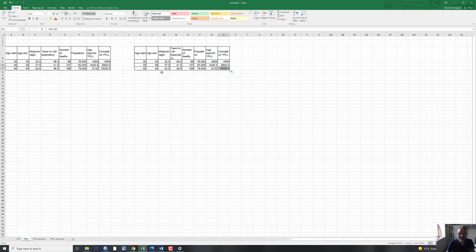There you go. So according to this, for these three strata, we have a total of 15,036.5 years of potential life lost. That means because of these 371 deaths in these three age strata, we have a loss of 15,036.5 years of potential life that people could have spent contributing more. So if we have deaths at an earlier age, the greater the YPLL. So we'd like to prevent that, of course.